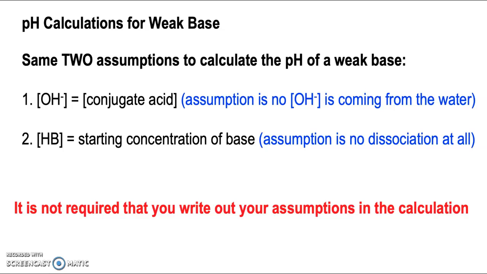We make the same two assumptions when we're calculating the pH of a weak base, and that is that the concentration of those hydroxide ions will be the same as the conjugate acid, which means that we can replace the conjugate acid with a hydroxide. It's making the assumption that no hydroxide ions come from the actual water itself. We're also going to make the same assumption about the starting concentration of the base being the concentration of the base at equilibrium. So it's basically assuming no dissociation, but trust me, you'll get the same answer.